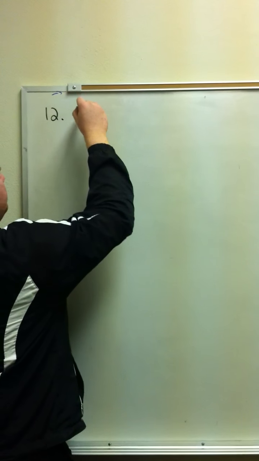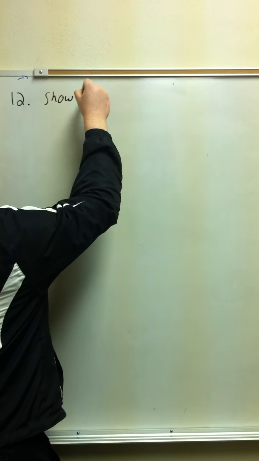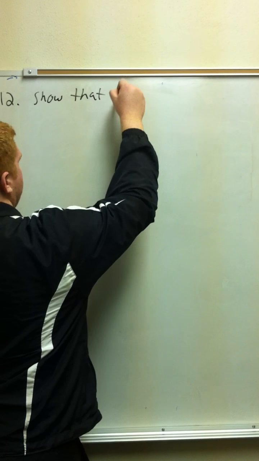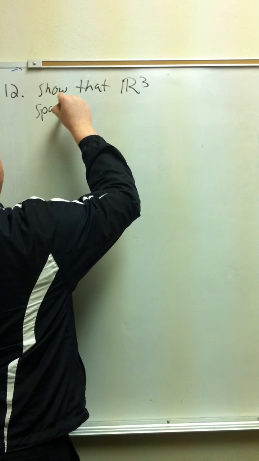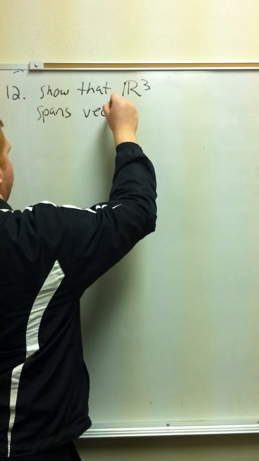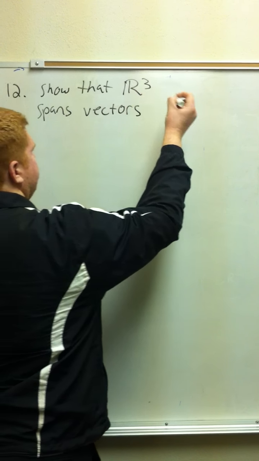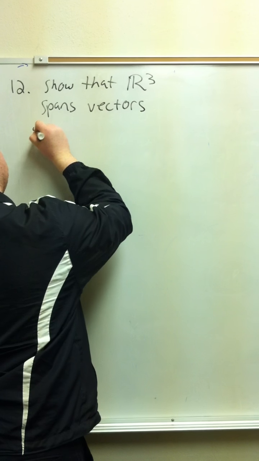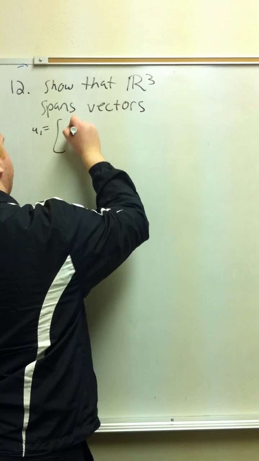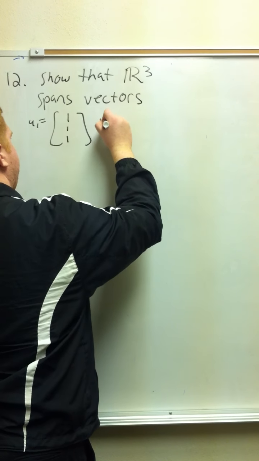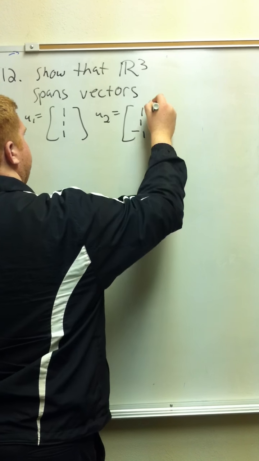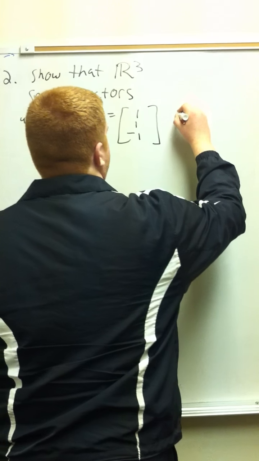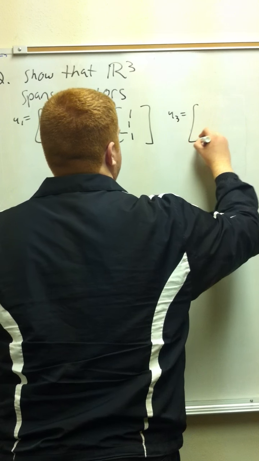Show that R3 spans vectors (1, 1, 1), (1, 1, -1), (-1, 1, 1).